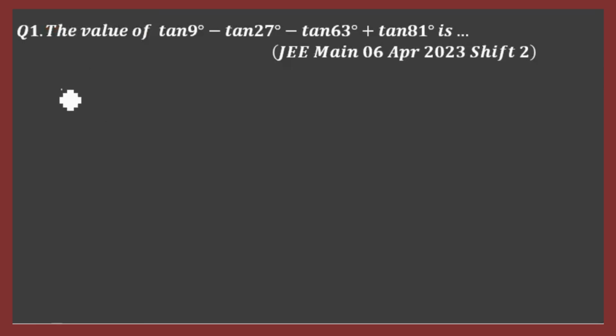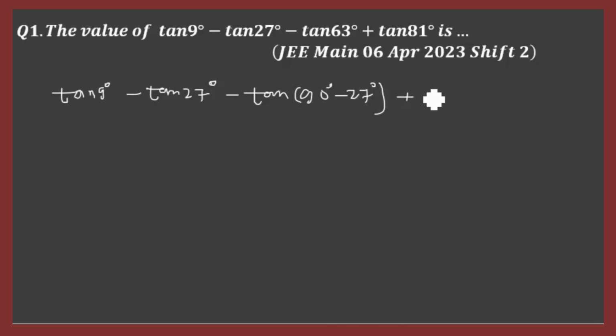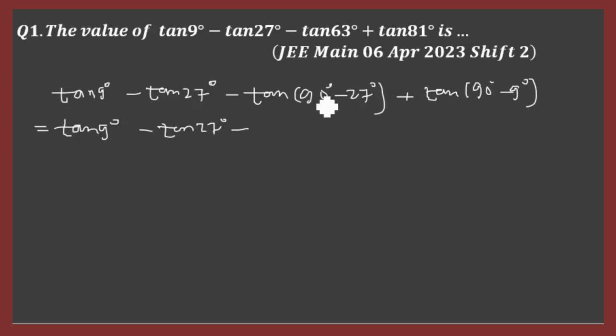Basically, I just write here tan 9 degree, tan 27 degree, and tan 63 degree. tan 63 degree I can write as tan(90 minus 27), that is cot 27 degree. And 81 I can write as 90 minus 9. So now we can write this as tan 9 degree minus tan 27 degree minus, and tan(90 minus theta) is cot theta, so we can write this as cot 27 degree, and tan(90 minus theta) here also, so this becomes cot 9 degree.